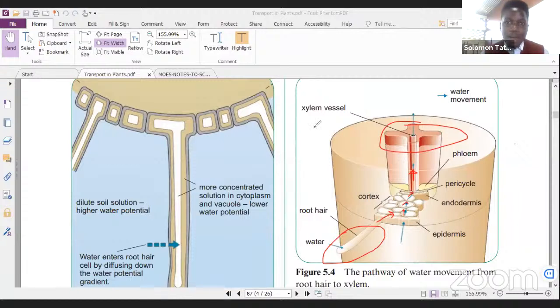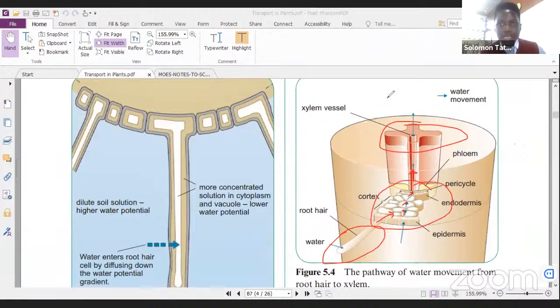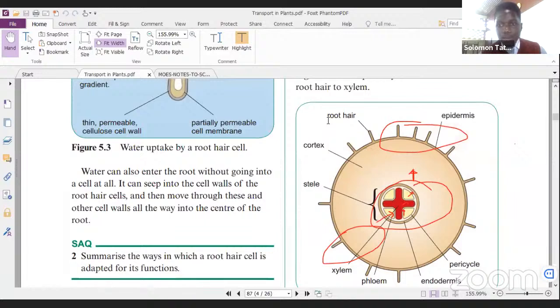So those are the three pathways mainly of how water gets itself into the xylem, okay? You can use this picture to represent any of the pathways. You just have to show the arrows for each pathway, and the water going through the epidermis, through the endodermis, through the pericycle, and then into the xylem, okay? That is it. Those are some of the pathways. Let's delete this. All right.